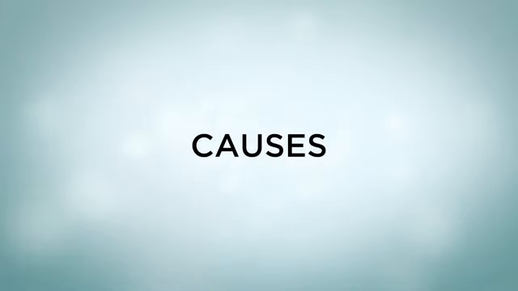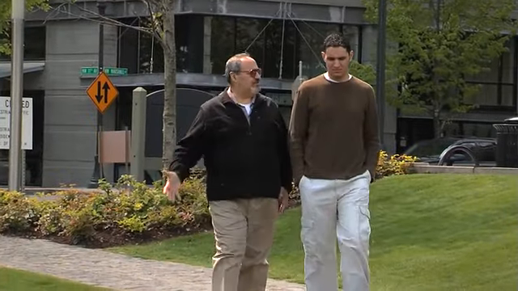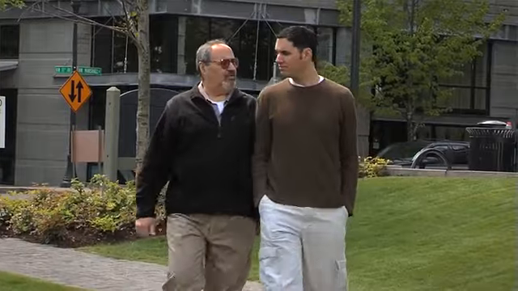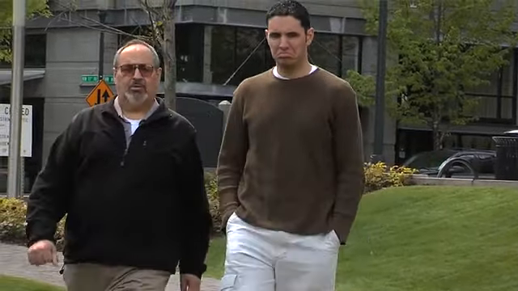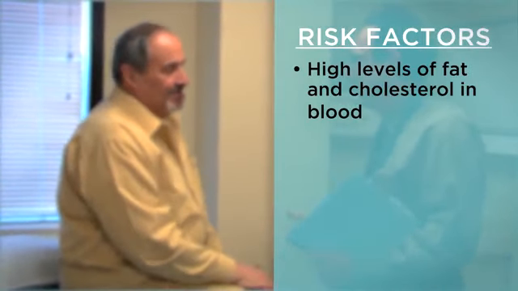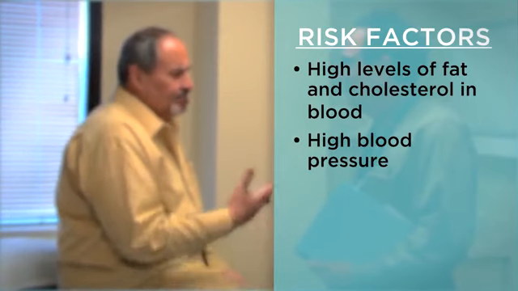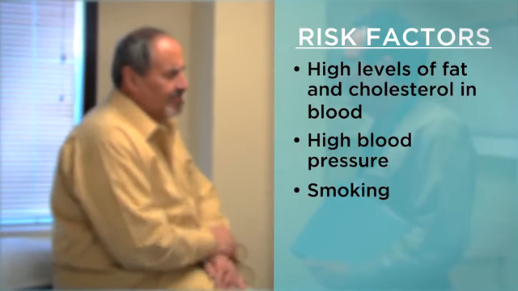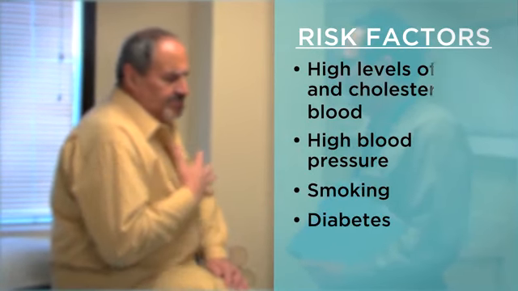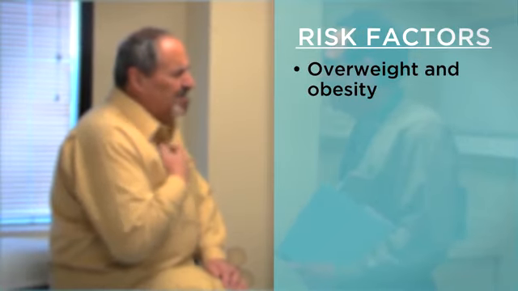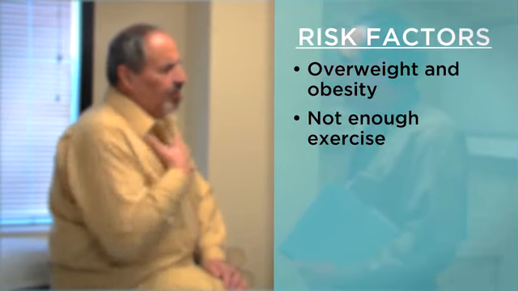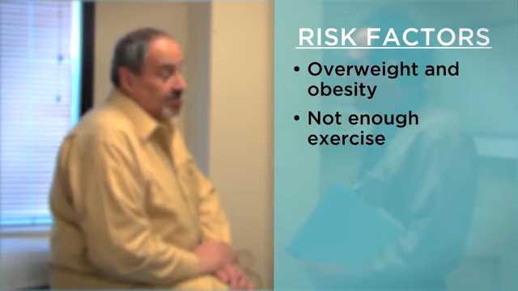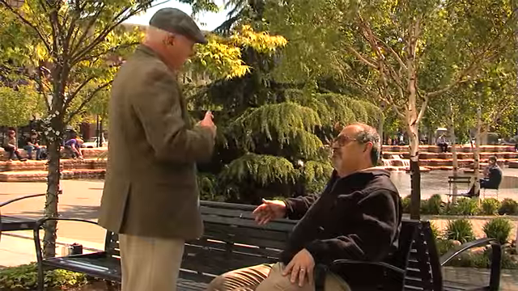Causes. Several things can damage your coronary arteries, making it more likely that plaque will build up. These are called risk factors. Some of these risk factors include high levels of fat and cholesterol in your blood, high blood pressure, smoking, diabetes, being overweight or obese, and not getting enough exercise. You're also more likely to have CAD if you're older or if someone in your family has it.